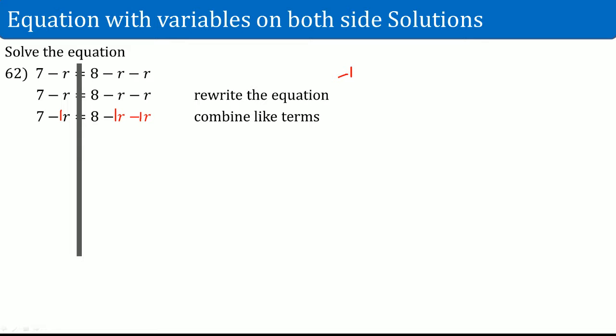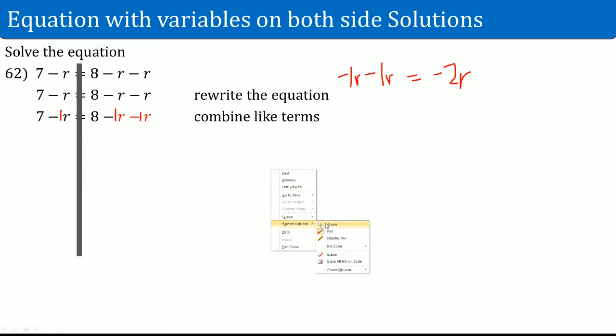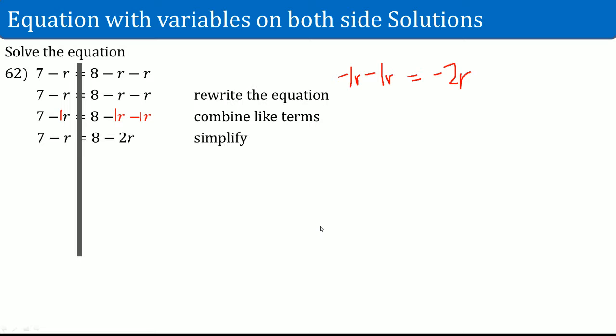What is minus 1 minus 1? That becomes, in your calculator, a minus 2. Put an r here because that belongs to the r family. So this is also in the r family. That should make sense here because my next line should be 7 minus r is equal to 8 minus 2r.